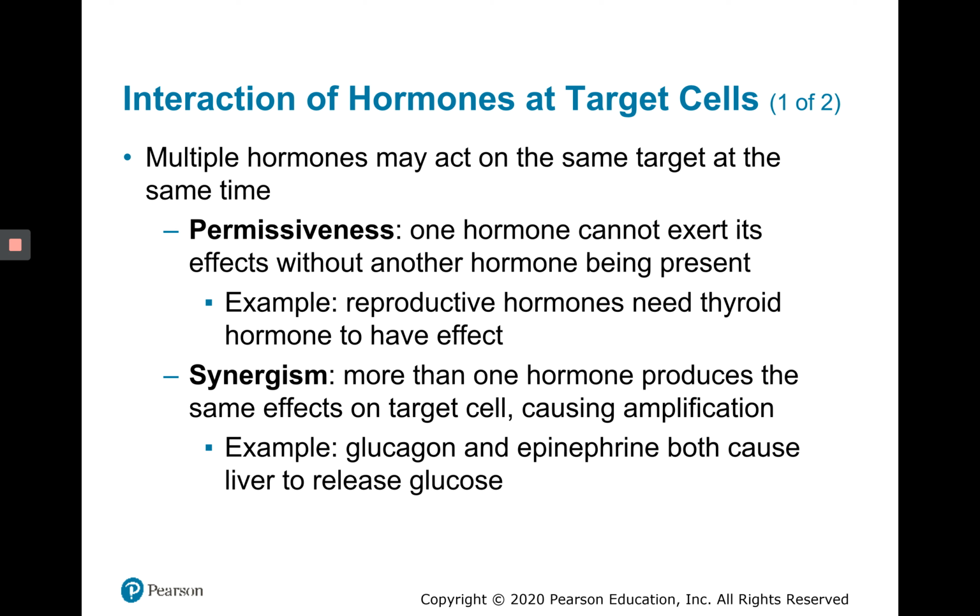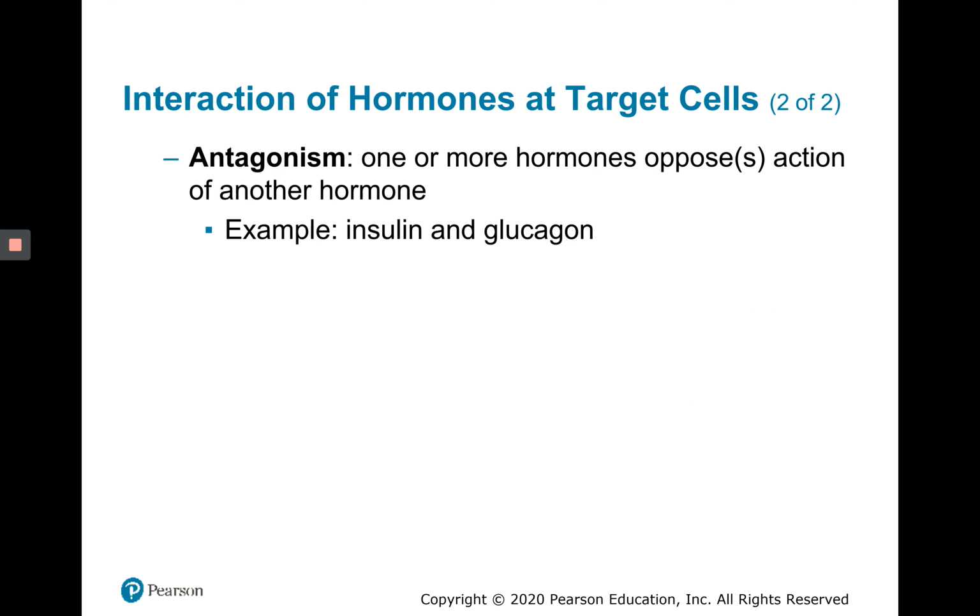A great example are hormones like estrogen and testosterone, reproductive hormones that need other hormones to have an effect, that hormone being thyroid hormone. There's also synergism, where when both hormones are present, they have an amplification effect. So when more than one hormone produces the same effects on target cells, they can sometimes help each other. That's the case for glucagon and epinephrine, which when both present can cause the liver to release glucose and abundantly increase the amount of glucose in the blood.